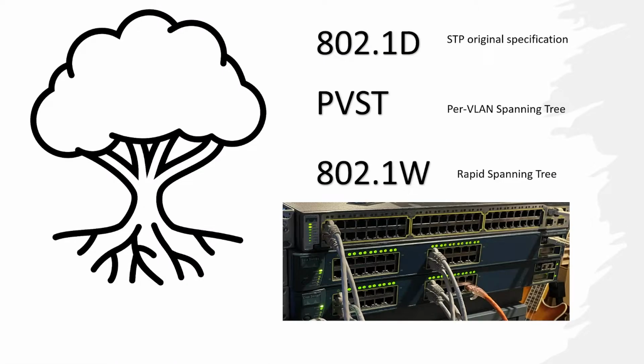Spanning tree protocol provides a process for the switch to recognize other switches through the advertisement and receipt of bridge protocol data units. STP builds a loop-free topology by blocking redundant ports from sending traffic. STP operates by choosing a root switch and deciding which ports should not forward traffic. There are multiple versions of STP, but in this video, we will be covering 802.1d, which is the original specification, per VLAN spanning tree, which is a Cisco proprietary protocol, and 802.1w, known as rapid spanning tree.